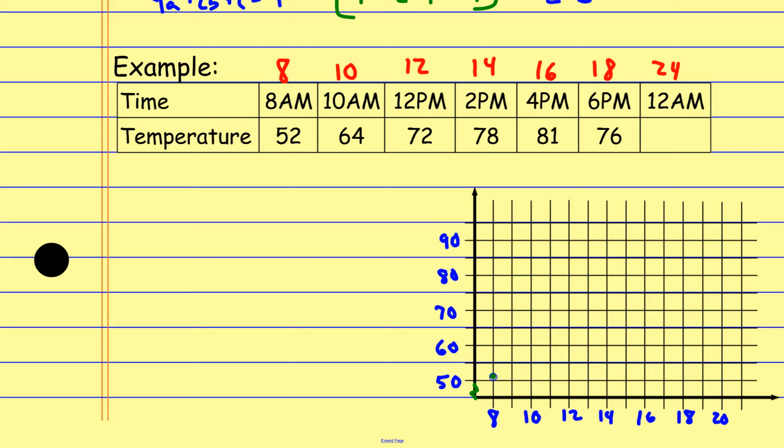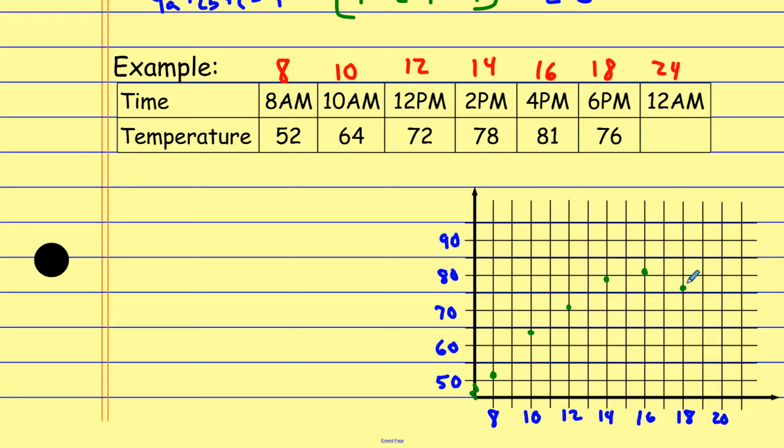So 852 is around here somewhere. 1064 is around here. And I'm just plotting each of these. 1272. 1478 is around there. 1681 is around here. And then 1876 is around here. And so when we look at this, it doesn't follow the pattern of a linear equation, which is what we're used to dealing with. Before, we would do linear regressions with these things, but this one doesn't look like a linear equation. It looks like it's following a parabolic curve, so it's a quadratic.